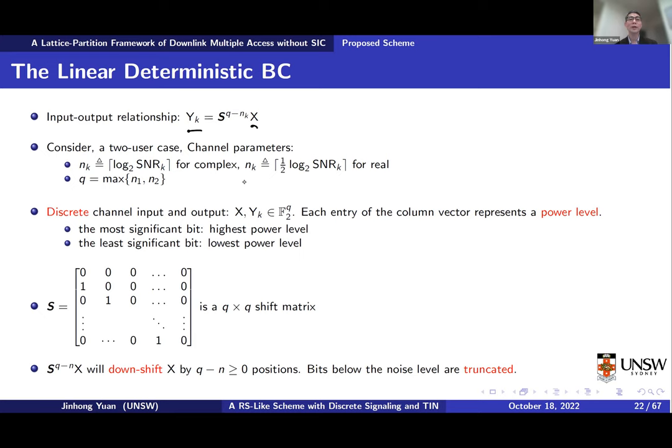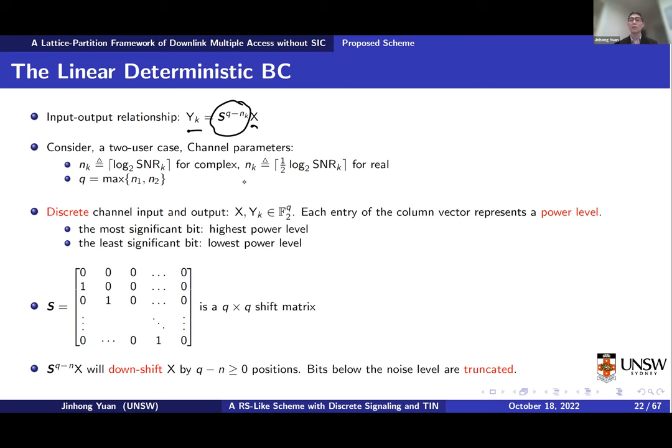For user K, what you see is only the truncated transmitter signal. Those bits below the noise level will disappear. That means you are going to do a truncation for each user. If we assume Q equals the maximum capacity of user one and user two, then the information below the capacity will disappear. So S is a lower triangular, shifted version of the identity matrix, a Q by Q shift matrix. Any signal operated on by S is shifted down by Q minus N positions. That means bits below the noise level are truncated. That is the input-output relation for the Gaussian broadcast channel in a deterministic way.